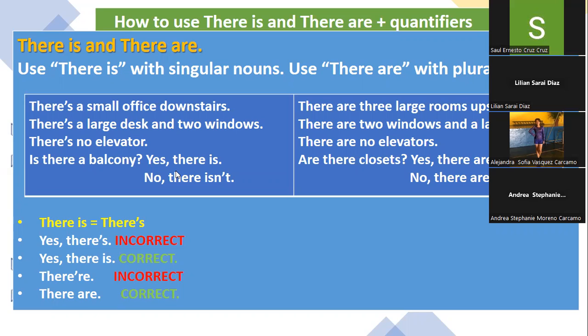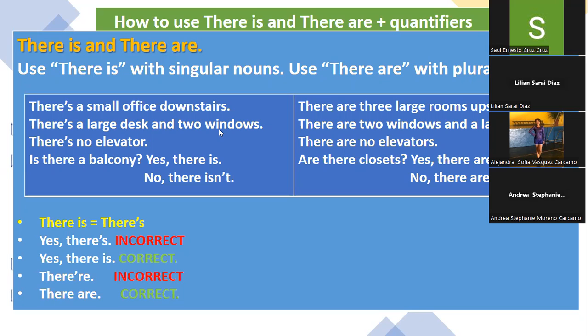Ok, listen. So there is and there are, for singular and plural. Look. There is a small office downstairs. There is a large desk and two windows. There's no elevator. It's about singular, because it's a small office, a large desk. Or when you say there is no elevator, no hay un elevador.